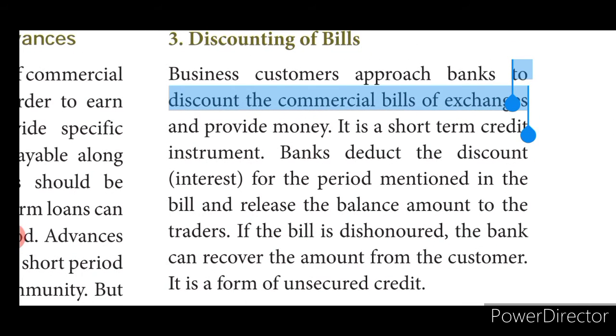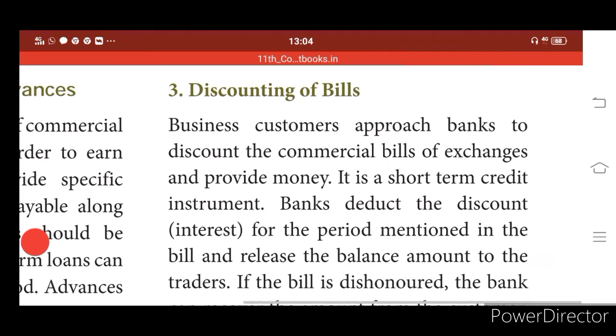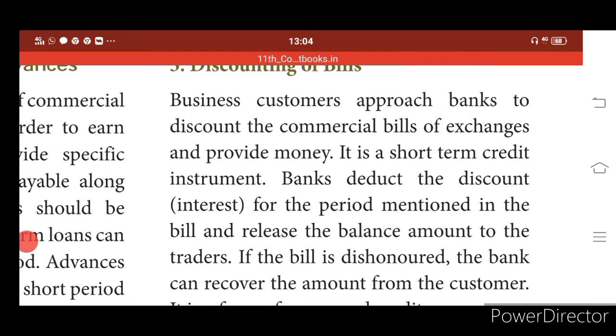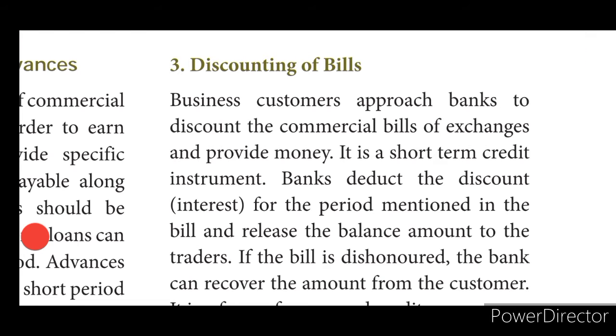Secured means you are safe. Unsecured means where you are not safe. So why is it called unsecured credit? See here, when you are running a business and you are a customer to a bank, you get some discount on your draft. Bill of exchange is nothing but it is also called a draft.